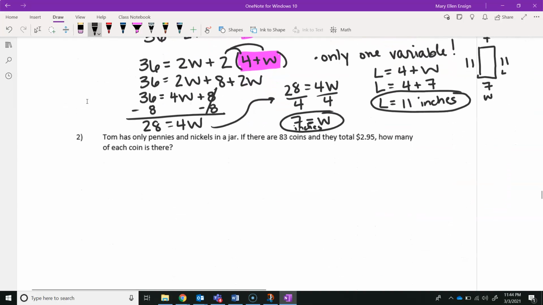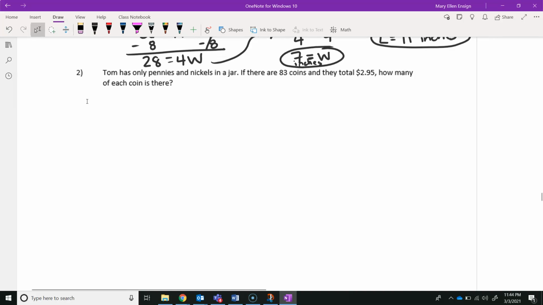All right, Tom has only pennies and nickels in a jar. If there are 83 coins and they total $2.95, how many of each coin is there? So again, here's my question. How many of each coin is there? Okay. The coins we have are pennies and nickels. So those are the two things I'm looking for. How many pennies and how many nickels, right?